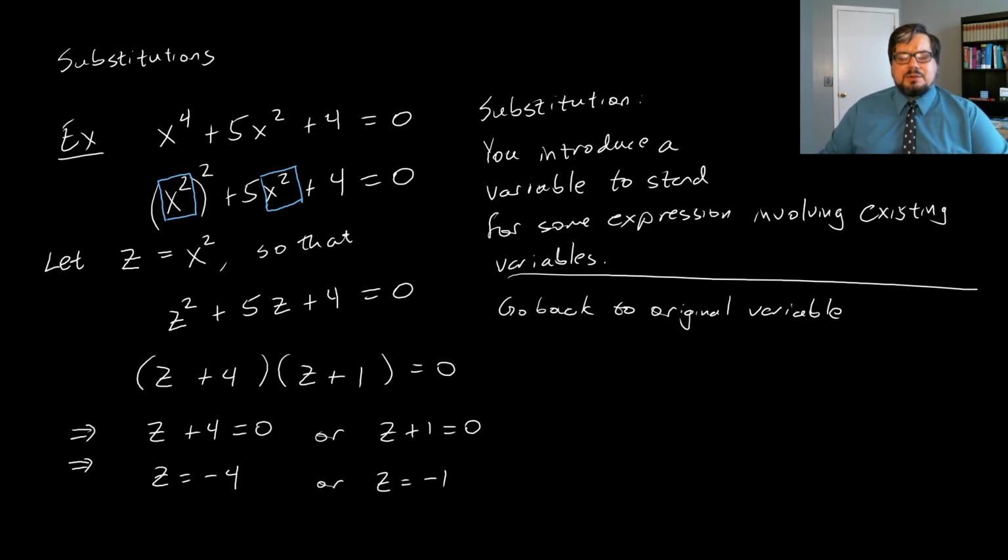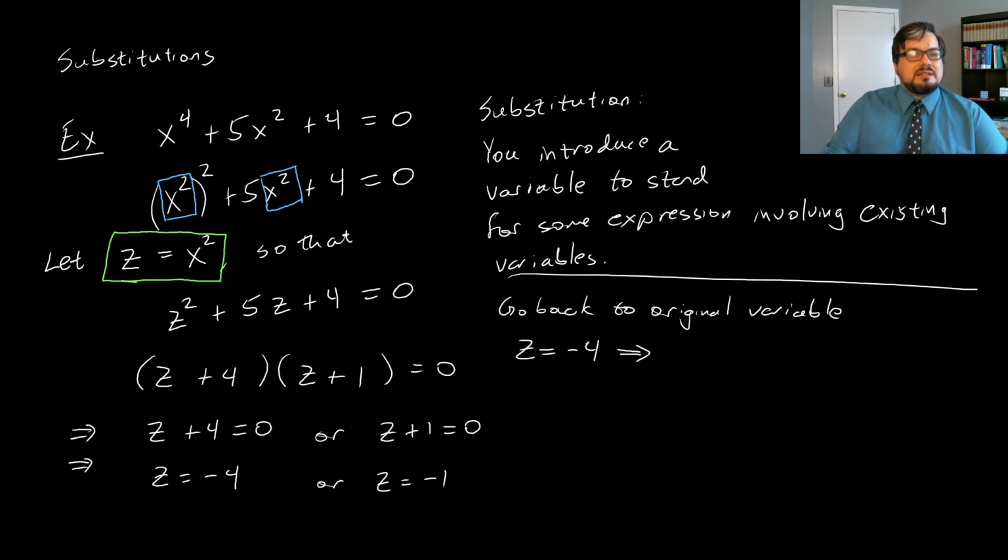And it's going to often be useful to treat each one of these z solutions separately. So if z equals -4, what does that mean about the x's? Well, we look back to where z was defined. We let z equal x squared. So if z is equal to -4, that means that x squared is equal to -4, because x squared and z are the same thing. And now we can solve this equation for x.